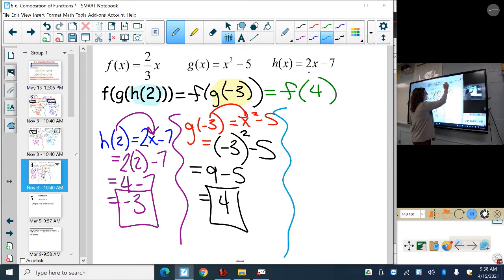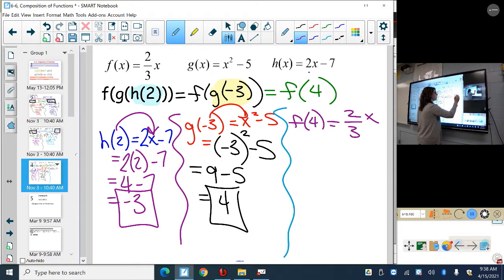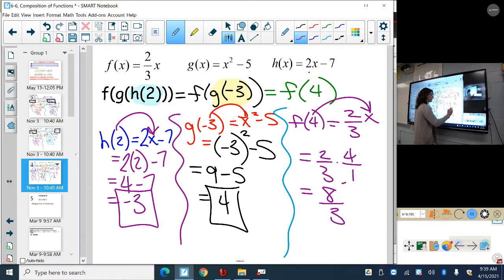Okay, so we keep on going. So I'm going to take my f function. What is f defined to be? 2/3 times x. So I'm going to plug in a 4 for x to give me 2/3 times 4. Put that 4 over 1. Now you'll have 2 times 4, which is 8. 3 times 1, which is 3. This is f at 4. Well, what is f at 4?